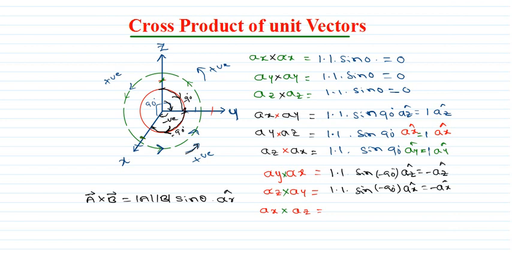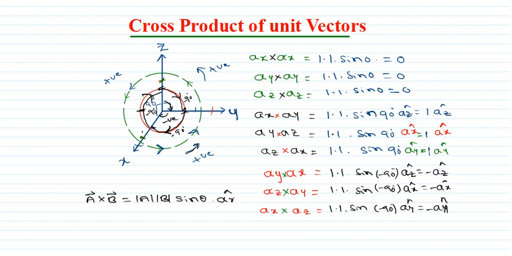Similarly, the last one, that is ax cross az. Moving from here to here, this is again minus 90 degrees. We are moving in the opposite direction. So I can write it as 1 into 1 into sine of minus 90 into a unit vector perpendicular to this and this, which is going to be ay. So that gives me minus ay.